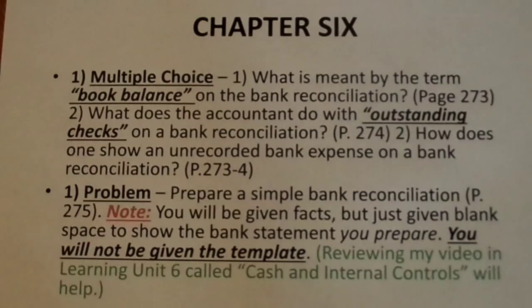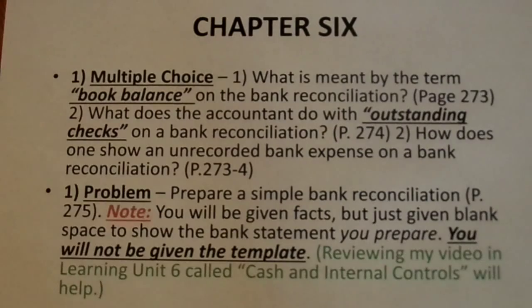So what we think of as the company's books are the general journal and general ledger, and in this case the general ledger balance for cash is what we're talking about. What does the accountant do with outstanding checks on the bank reconciliation? So here I refer you to page 274. Take a look at the bank reconciliation that appears, the discussion in the chapter, and think about what happens with outstanding checks. These are checks, remember, that the business has written and the bank hasn't yet shown as cashed.